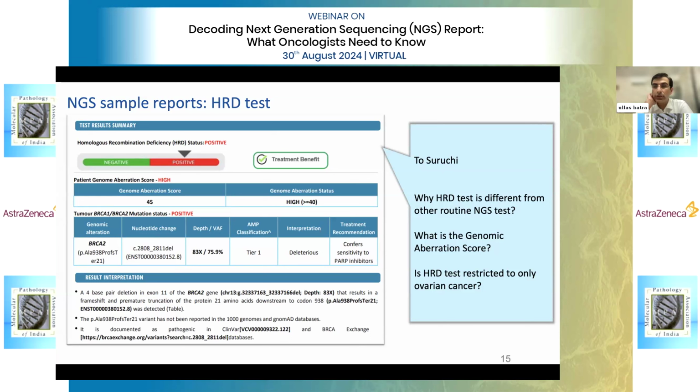Correct. So Dr. Suruchi, HRD, sir, is all yours. Tell me. Thank you so much. Right now, till now we were discussing variants, single nucleotide variations, insertions, deletions, or fusions, right? So HRD is a kind of phenotype. It's like a cause and consequence kind of relationship.